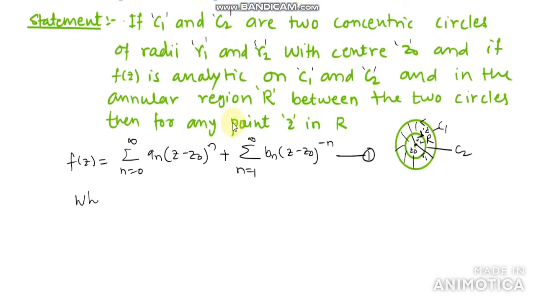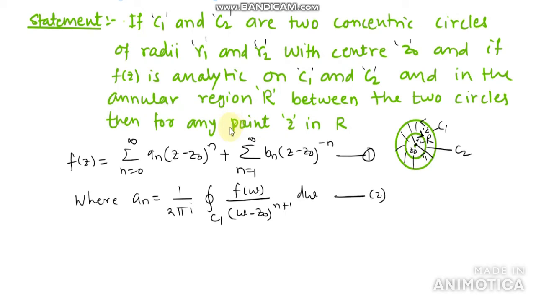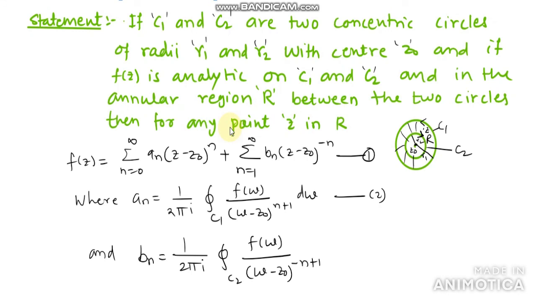where an equal to 1 upon 2 pi i into the contour integral over C1, that is the first circle, of f of omega divided by (omega minus z naught) raised to n plus 1, is equation number 2, and bn equal to 1 upon 2 pi i contour integral over C2 of f of omega divided by (omega minus z naught) raised to minus n plus 1 d omega. This is the third equation.